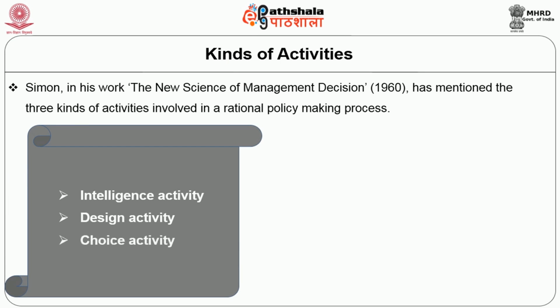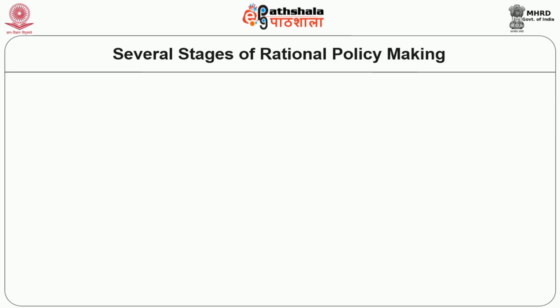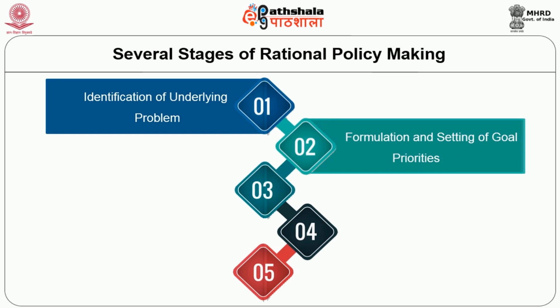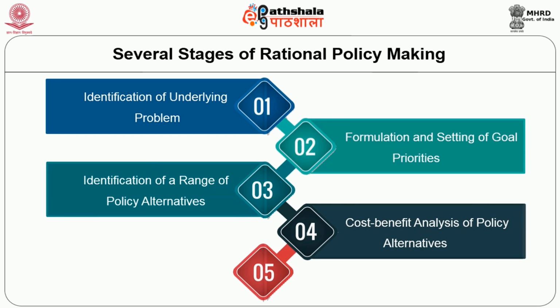The first phase of the decision-making process is searching the environment for conditions calling for decision. The second one involves inventing, developing, and analyzing possible courses of action. And the third one consists of selecting a particular course of action from those available. Now, what are the stages in rational policy making? It involves five stages. These include identification of a problem, formulation and setting of goals or priorities, identification of a range of policy alternatives, cost-benefit analysis of policy alternatives, and selection of the most efficient policy alternative.